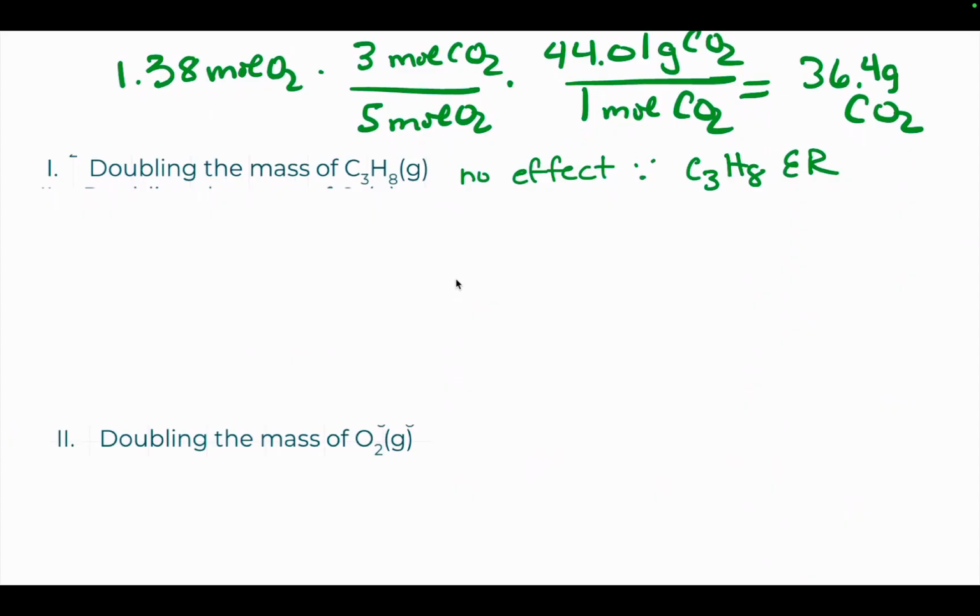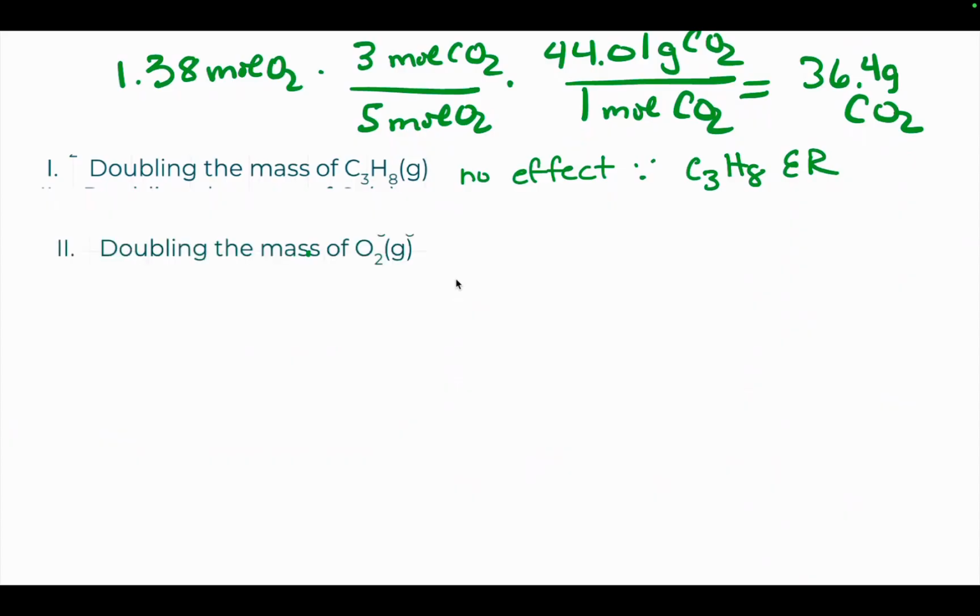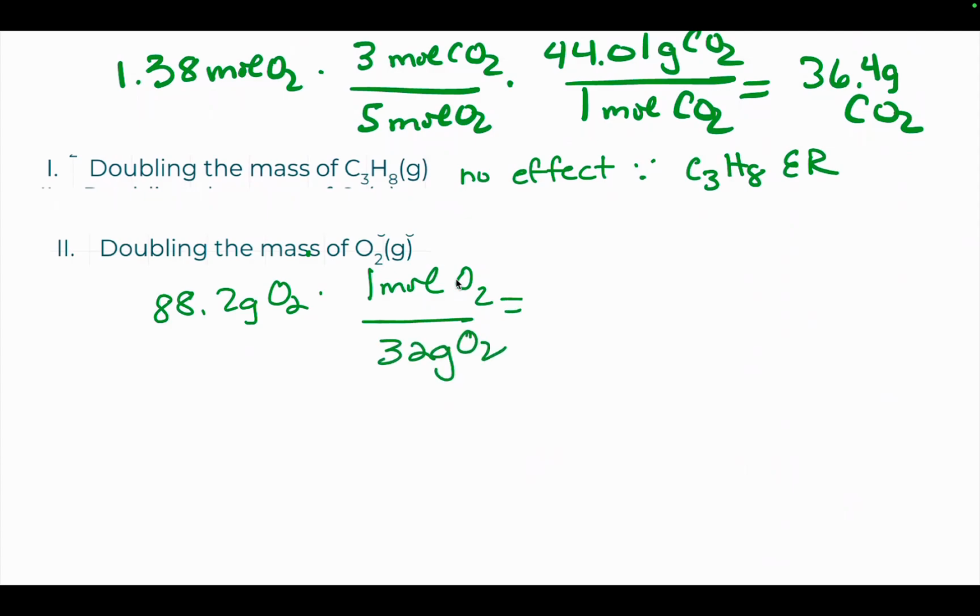But let's see if I can grab it. I'm going to bring this up. So now let's double the mass of the oxygen. Originally we had 44.1 grams. Now we're going to have 88.2 grams of oxygen. So now I have 2.76 moles of oxygen. So I would want to redetermine the limiting.